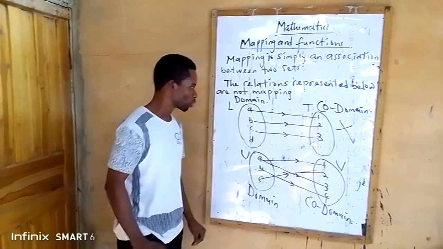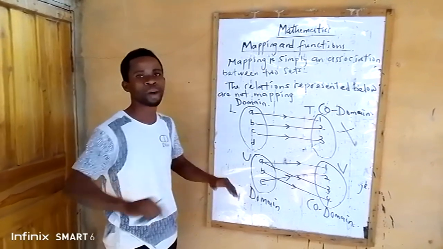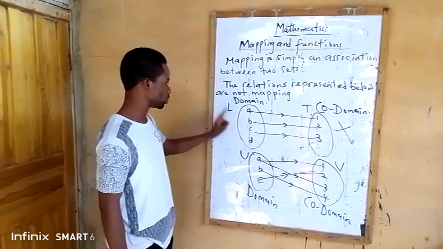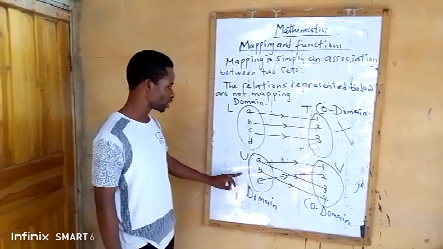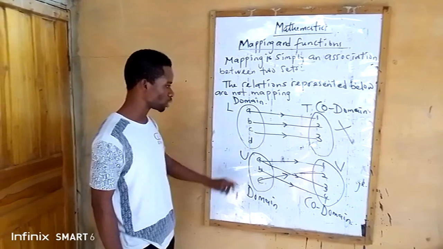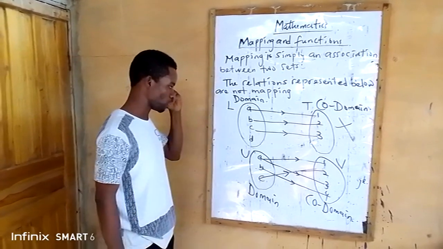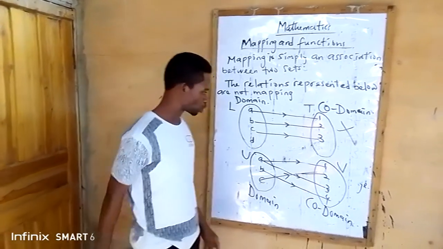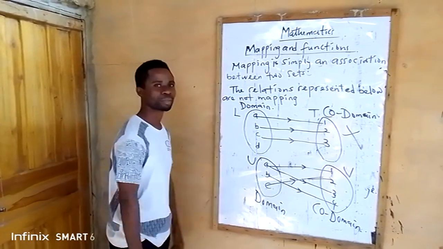That is, what we are saying is that for you to know that that diagram is not a mapping, is not a function, none of the elements in the domain must be left out. That's number one. And number two is that none of the elements in the domain must be paired with two elements in codomain. That means one element is not allowed to pair with two elements in codomain. That means it's not a mapping and function anyhow.